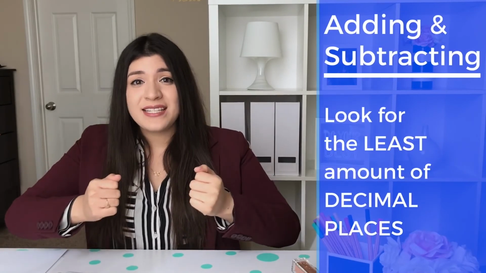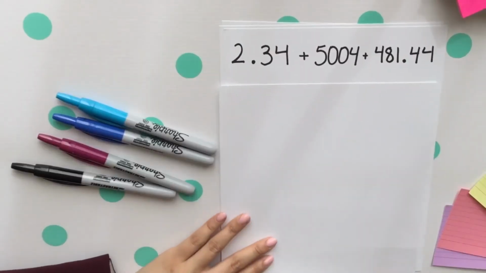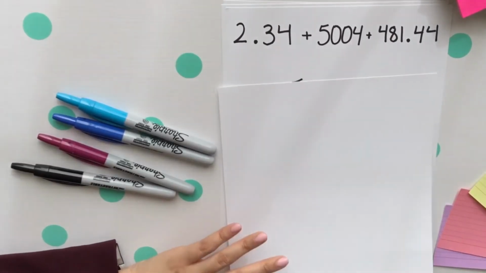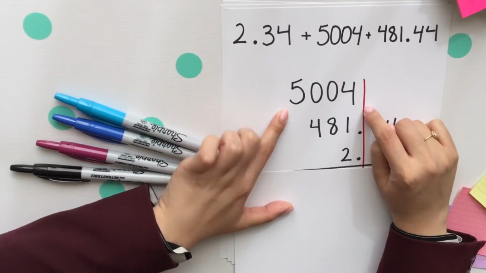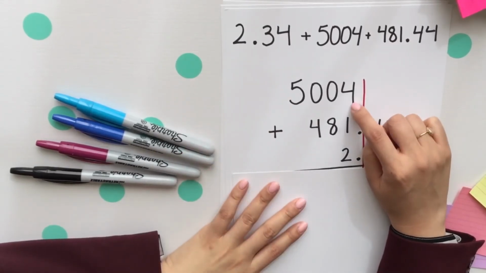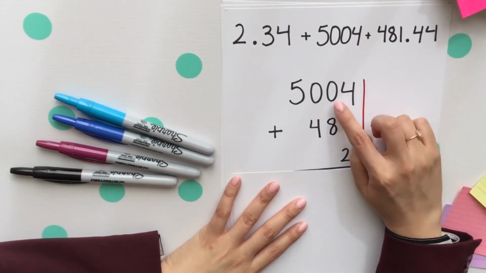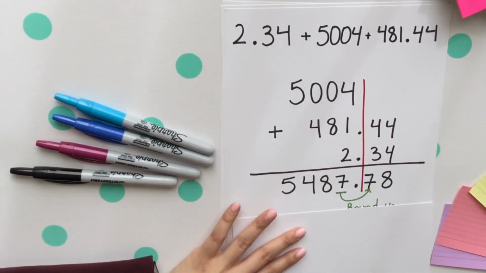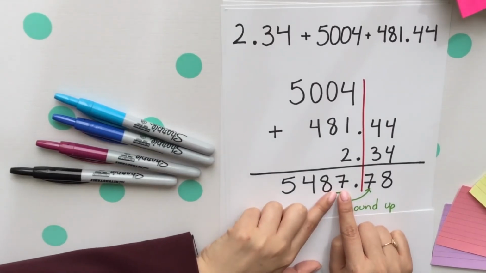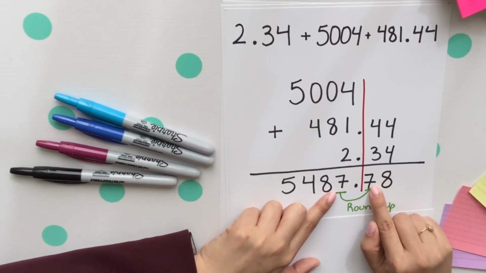But wait, there's more. When adding and subtracting numbers, you look for the least amount of decimal places. For this first example, your first step is to line up all the decimal places. Notice how 5004, there is no decimal. However, where the decimal would be is after this 4 in the ones place. So since we're looking for the least amount of decimal places, that 5004 doesn't have a decimal place, so we will round to the ones place. Remember, when rounding to the ones place or rounding any number, you look at the one right next to it to the right, and if it is 5 or more, you round up.